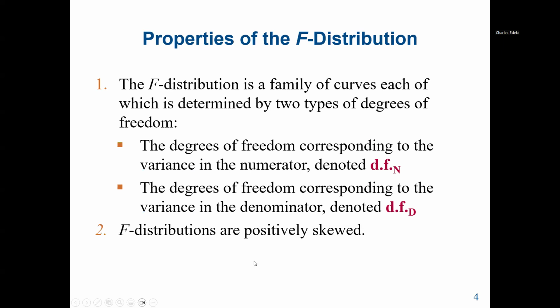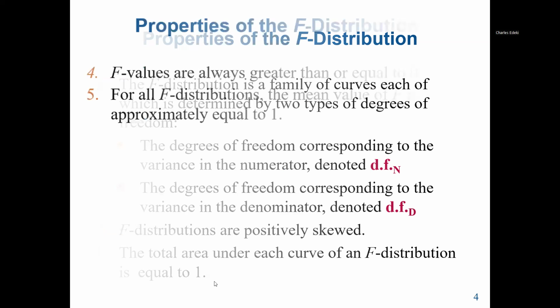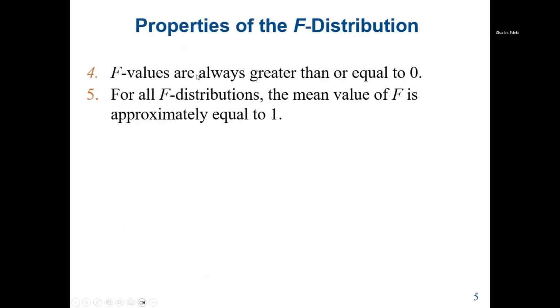Now, the F distributions are positively skewed. Also, the total area under each curve of an F distribution is always equal to 1. Also, the F values are always greater than or equal to 0. And for all F distributions, the mean value of F is approximately equal to 1.